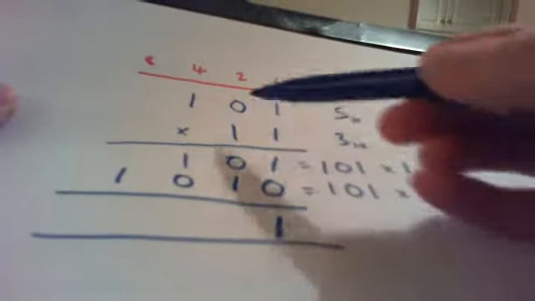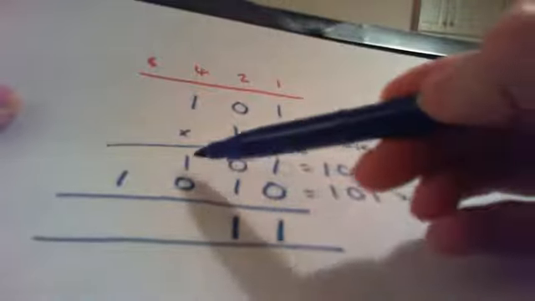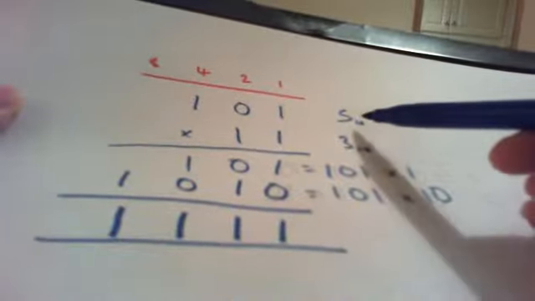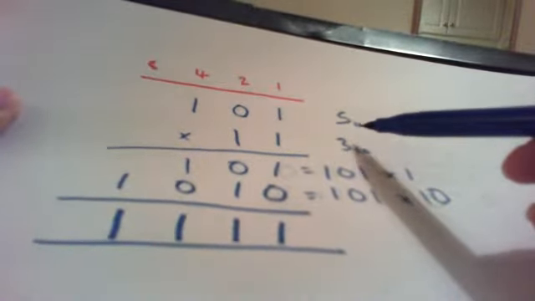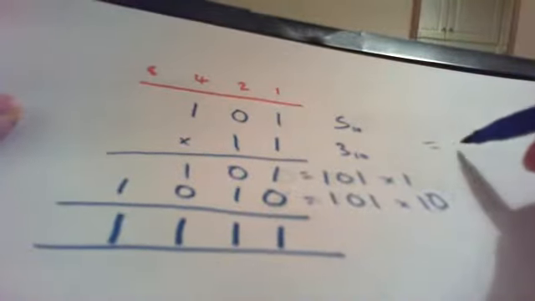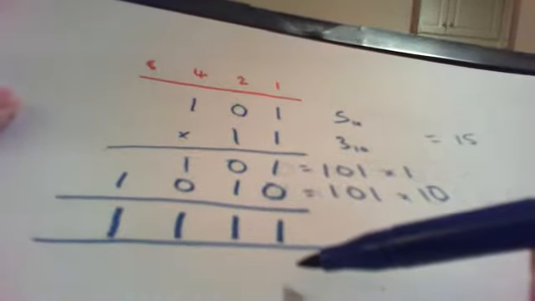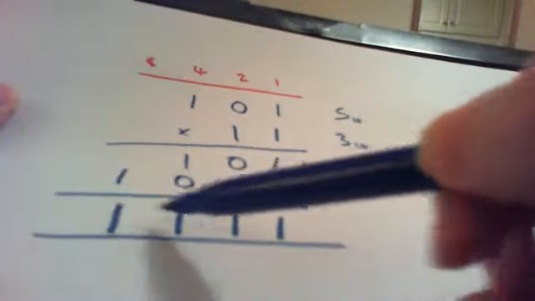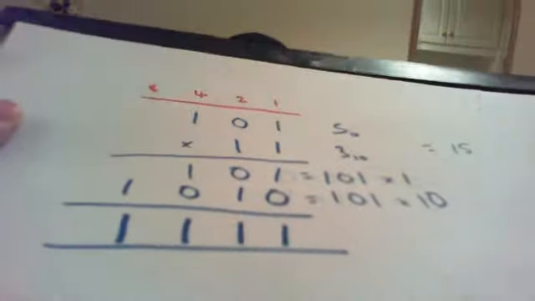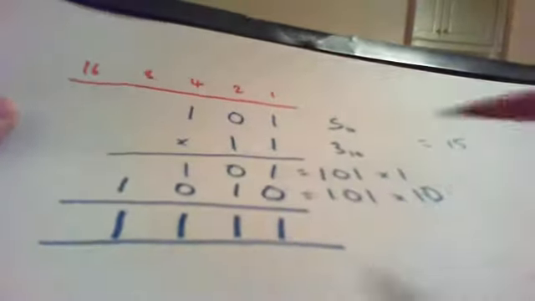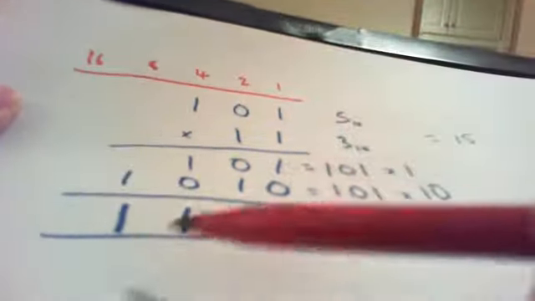1 lot of 1, 1 lot of 2, 1 lot of 4, 1 lot of 8. So this should come out, 5 times 3 should be 15. How do I know this is 15 without having to add them all up? Because this was all ones, so therefore it's going to be 1 less than the next most significant bit. 1 less than 16 is going to be 15. You could add them up if you want.